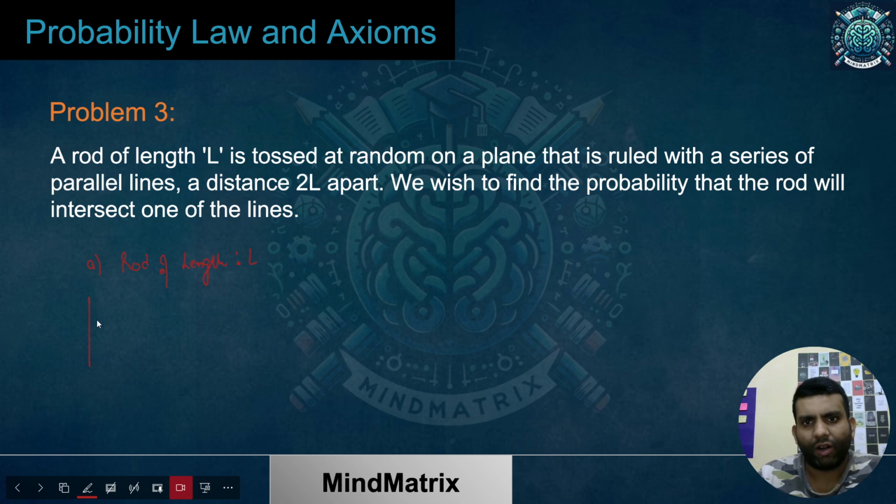We have a plane, because we are throwing a rod somewhere. Let's suppose we have a table, or it can be a floor as well. On that plane, we have a series of parallel lines. So the plane consists of parallel lines, something like this. I am drawing dotted lines just to make you understand that there are parallel lines present, and all of those parallel lines are at the same distance, and that is also given to us, which is 2L apart.